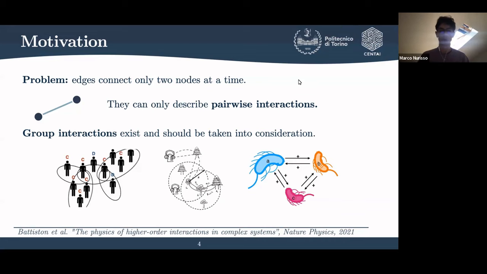Think, for example, of social systems, like a group of friends, where the friendship which ties together the group is very different from a set of pairwise friendships between its members. This kind of group interaction also appears in biological systems, in brain dynamics, and so on. And so a lot of people did a lot of work to formalize this and extend the network formalism and the dynamical systems on networks onto higher order networks, so systems which can support group interactions.